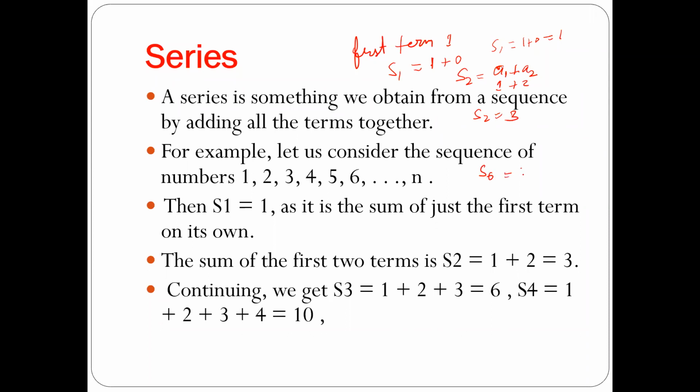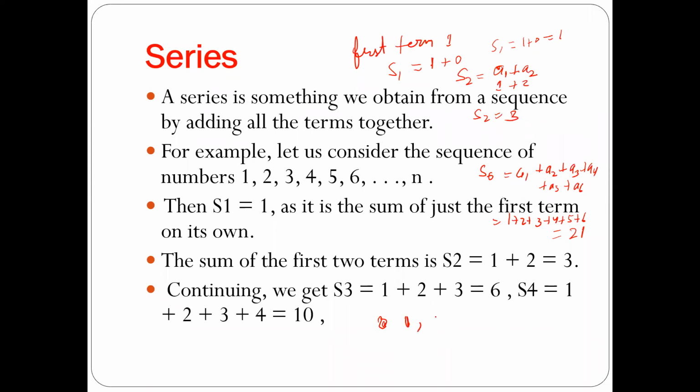S6 means A1, the first term, plus A2, the second term, plus A3, A4, A5, and A6, the sixth term. Add all of these: 1 plus 2 plus 3 plus 4 plus 5 plus 6. 1 plus 2 plus 3 is 6, plus 4 is 10, plus 5 is 15, plus 6 is 21.